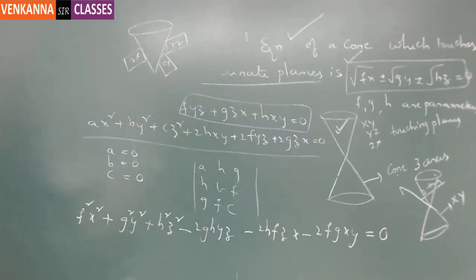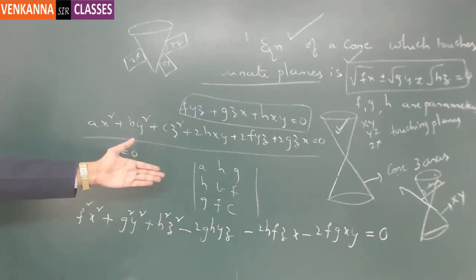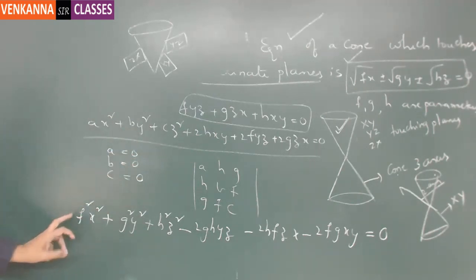So the underlying idea is this: I took the cone equation which passes through the axes. The reciprocal cone of it will be touched by the coordinate planes. So by taking the cone passing through the axes and comparing with the given equation, I know what a, b, c, f, g, h values are. Using the matrix determinant, I am writing this as the reciprocal cone equation. Fine. Are you getting the outline of it?